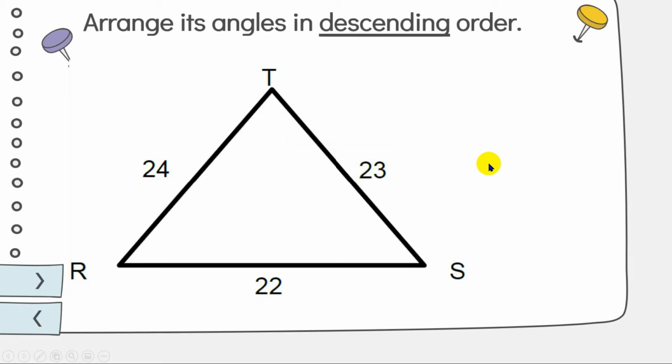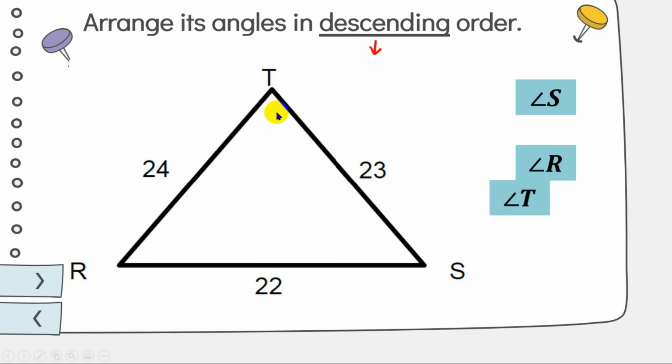Okay? Another example. Arrange its angles in descending order. Descending. Pag sinabing descending, malaki, papaliit. Or pababa. Descend, pababa. So, hanapin mo na yung pinakamalaki, that's 24. Opposite niya is angle S. Sunod sa 24 ay 23. So, side TS, opposite angle is angle R. Then, the smallest one is yung may 22. Side RS, opposite niya ay angle T. So, in descending order, we have angle S, angle R, and angle T.